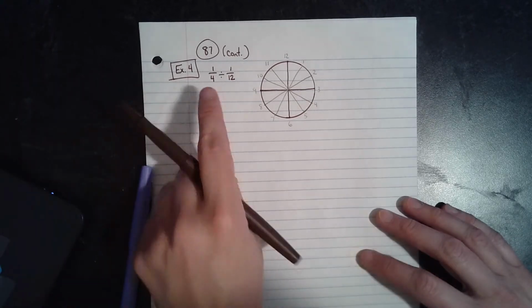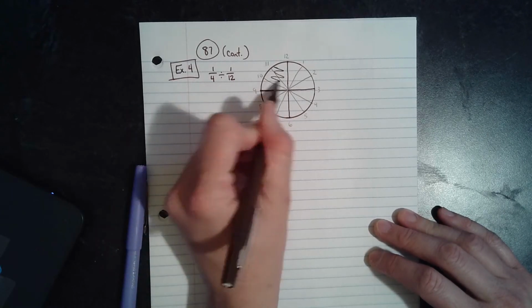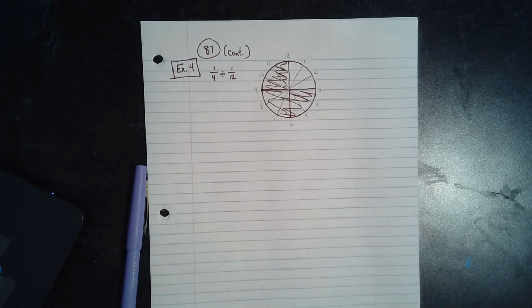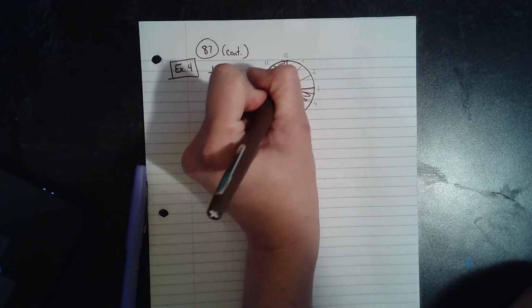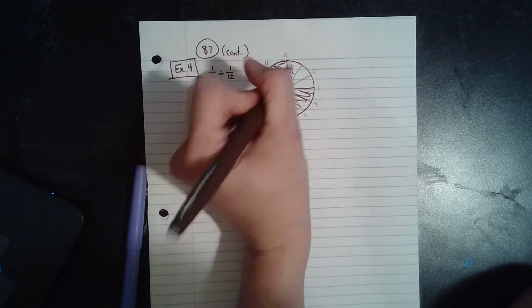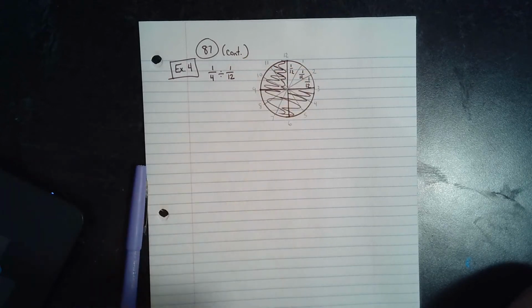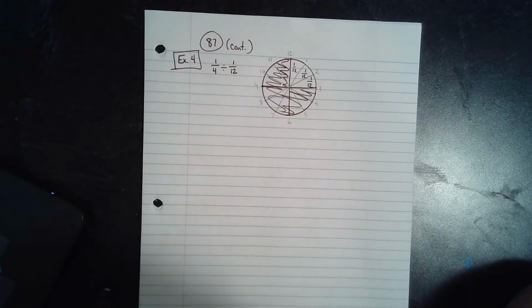So I only need one of these fourths, so I'm just going to get rid of all those. I only really need one of these. And I'm saying how many 1/12ths are in 1/4. So in this 1/4 that I have here, this is 1/12. This is 1/12, and this is 1/12. So how many 1/12ths are in 1/4? Well, there are 1, 2, 3 12ths in 1/4.